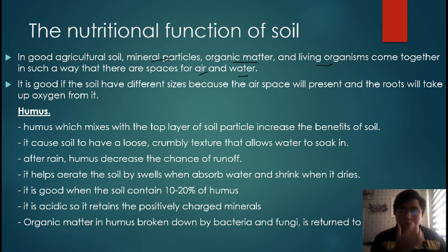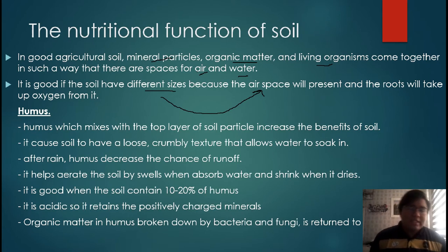Okay. So now moving to the second point, it is good if the soil has different sizes because the air space will be present and the roots will take up oxygen from it. So as I said before, the plant needs oxygen and water. So in the way we want to make an air space, we must have different sizes in the soil. So that's why if the soil has different sizes, the air space will be present and it will provide oxygen for the plant.